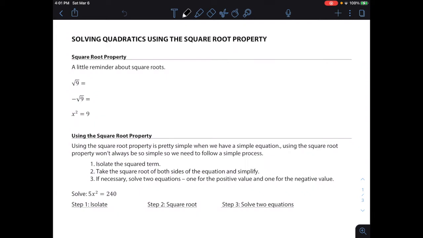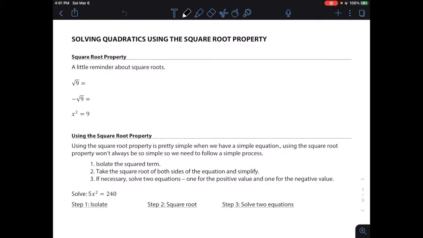It's week 6 of quarter 3, and we're going to talk about a third way we have to solve quadratic equations, and that is by using the square root property. And the square root property is really something that you already know. You're just going to need to be reminded of something about it, and that's what we're going to do right away here. So a little reminder about square roots.